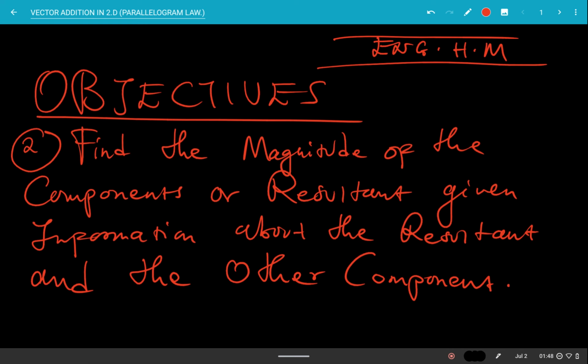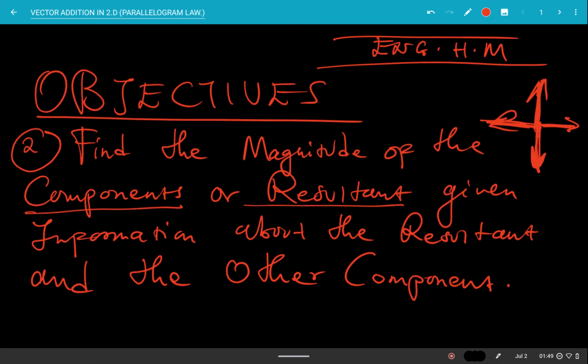if you recall from the previous video, hope you watched. If you didn't, you can always go back to the playlist and look for the video which had objective 1, finding the resultant given two vectors. So in this case, we're trying to find the magnitude of the components or one of the components or even the resultant or both, given information about the resultant, which means that it could be information where I would tell you to say the resultant is acting along the positive x, which means it's maybe just in the x, or the positive y, just acting in the y, or negative y or negative x, and some information about one of the components.